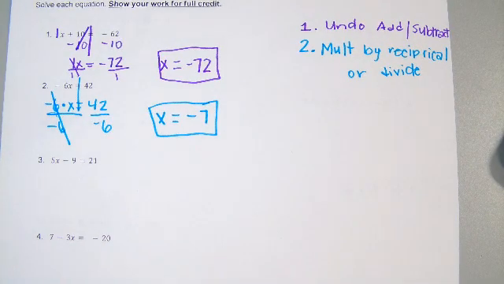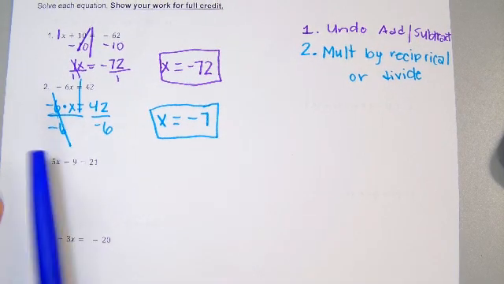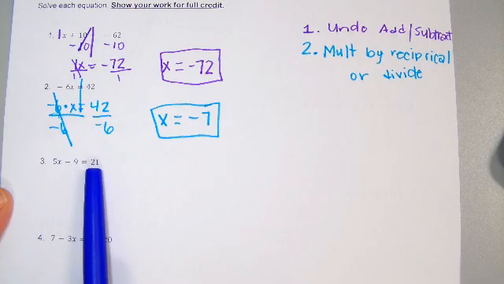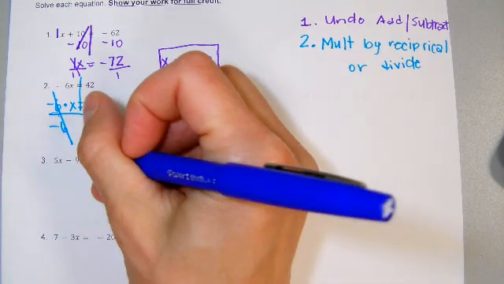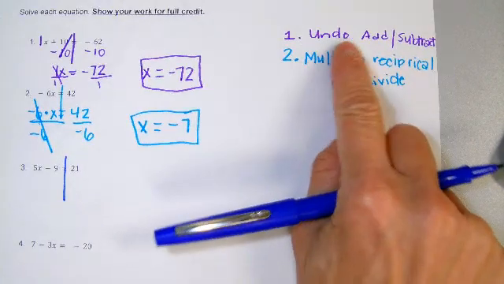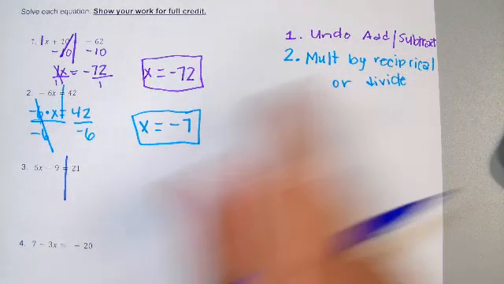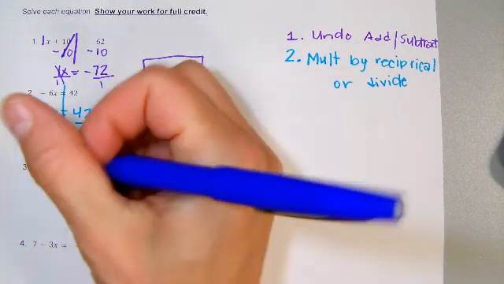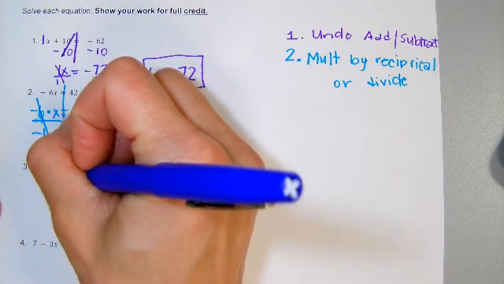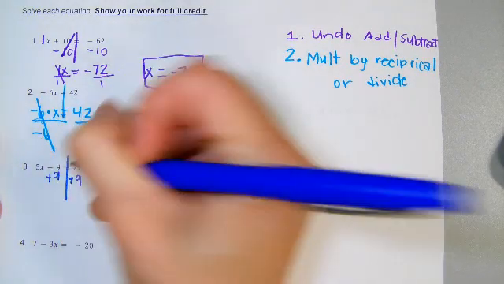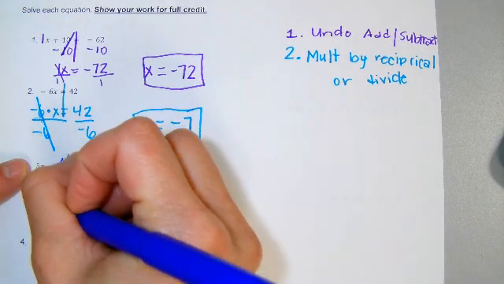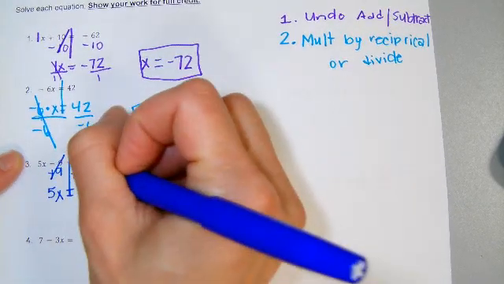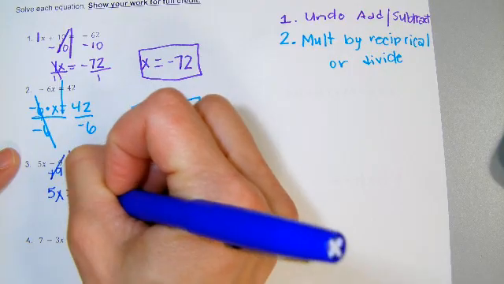Okay, let's do the next one. Next in line, 5x minus 9 equal 21. All right, 1, 2, 3 terms and only one variable. We can start undoing the equation. So again, we're going to use our rules. We're going to start by undoing an add or subtract. So I'm going to undo this minus 9 by adding it. Add 9 here. Add 9 on the other side. This side cancels. So we're going to bring down our 5x equals 21 plus 9 is 30.